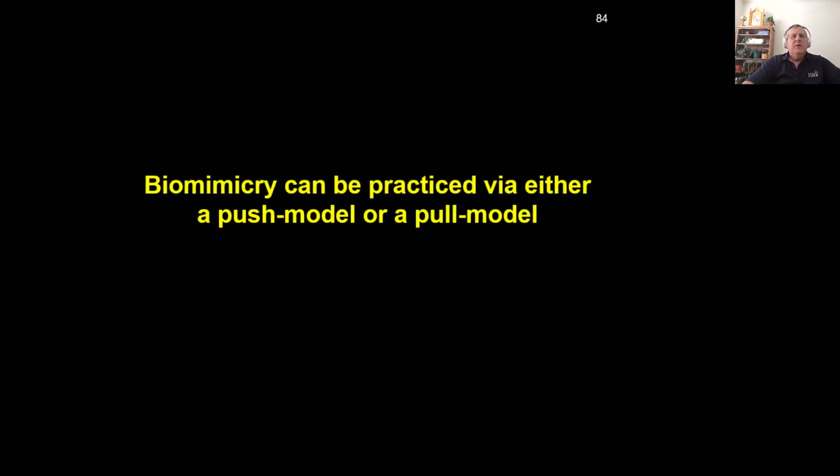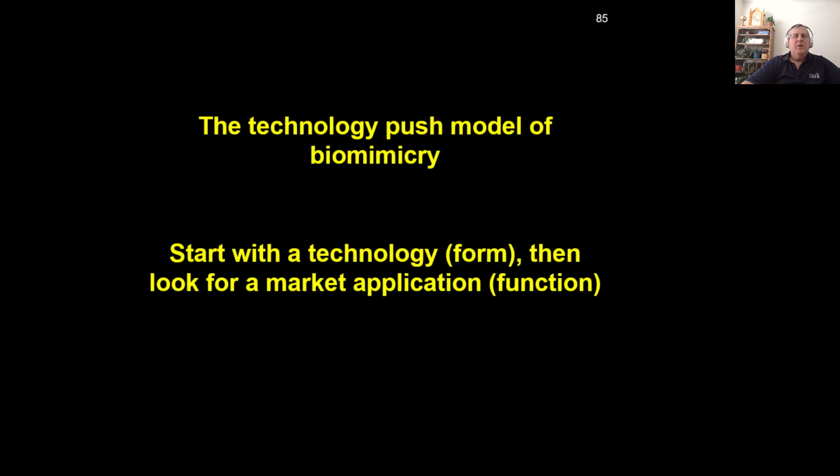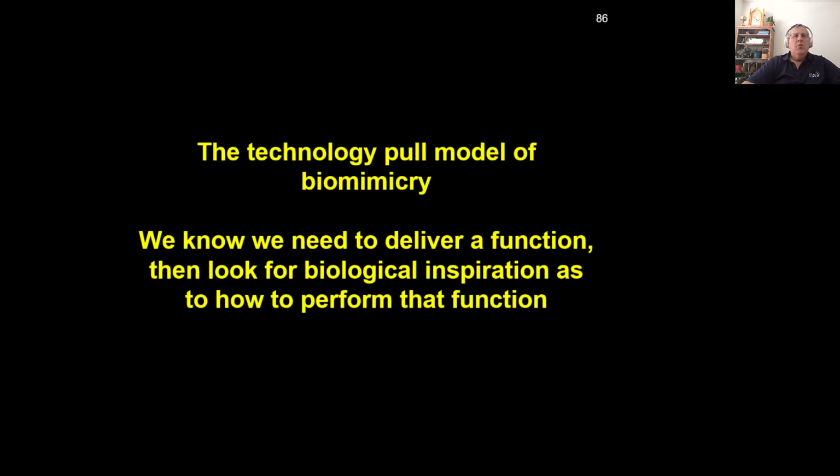Biomimicry can be practiced via either a push model or a pull model. We'll cover both, but an engineer would typically want to use the pull model. In the push model, you start with the technology, the form, the biology, and then you look for an application. In the pull model, you have a certain function you need to deliver. You have an engineering problem that can be satisfied by delivering such and such a function. Then you look for the biological inspiration. What in nature provides that function, and how can I learn from that to design my solution?